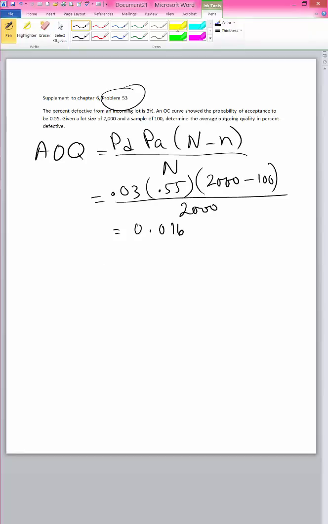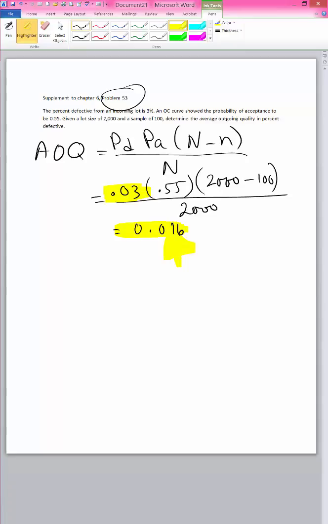So if you go through that, you get 0.016. Now compare that. Average outgoing quality is 0.016. We started out with the percent defects from the incoming lot being 3%. And after doing acceptance sampling, we're able to reduce it down to 0.016. So it's almost half the amount of percent defect that it was before acceptance sampling.